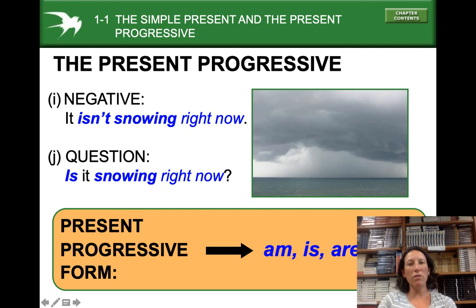So again, just to review what we've talked about, the simple present is for things that are habitual, things that are everyday activities, and general statements of fact. And the present progressive is for things that are happening right now. And you're going to take a look at some activities on this.